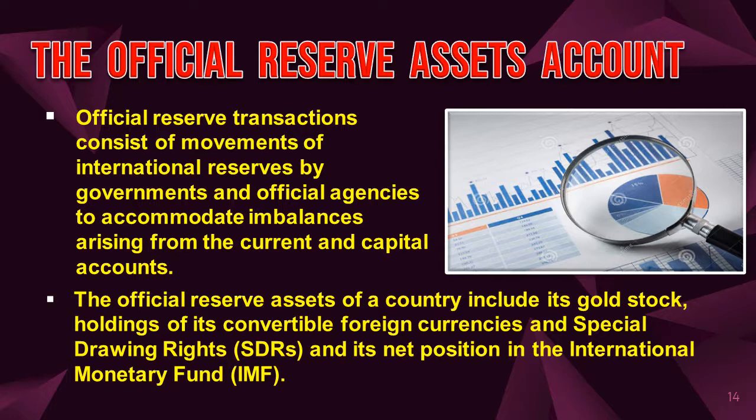The official reserve asset of a country includes what? Gold stock, holding of its convertible foreign currencies, and special drawing right SDR, and its net position in the International Monetary Fund. So official reserve asset of a country includes gold stock, foreign currency, SDR, and its net position in the International Monetary Fund.